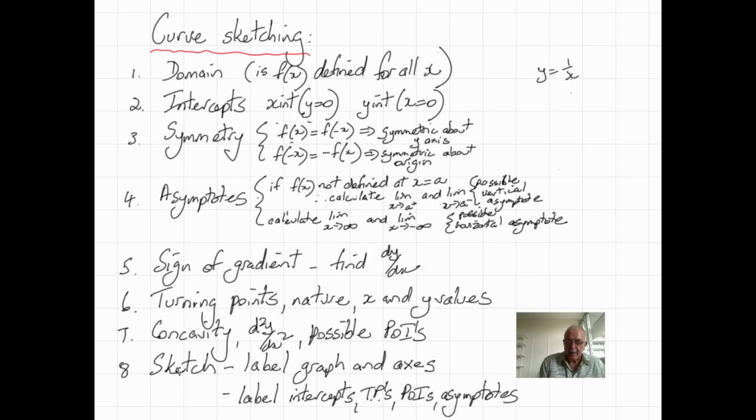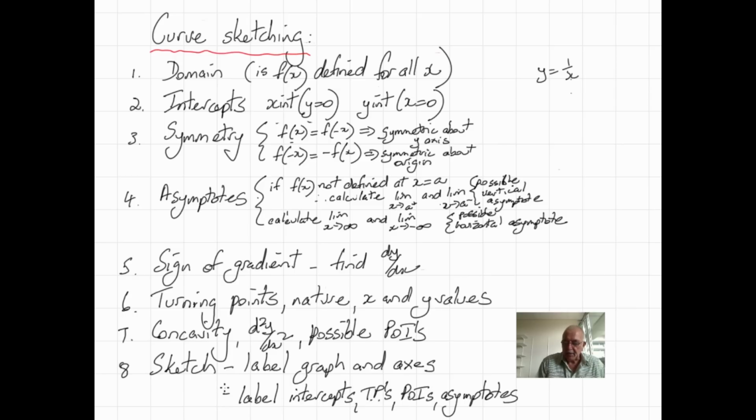And 7 and 8, concavity. So we look at d2y dx2. We're going to calculate that, and that will give us possible points of inflection. When d2y dx2 equals 0, we have a possible POI, not necessarily one. So then you would have to do the test to find out what's happening with the concavity. If it's changing sign, we may have a point of inflection.